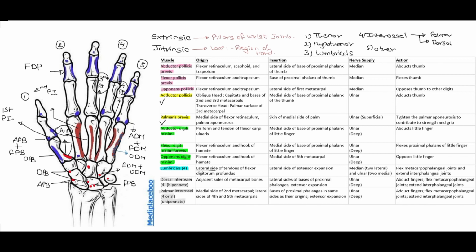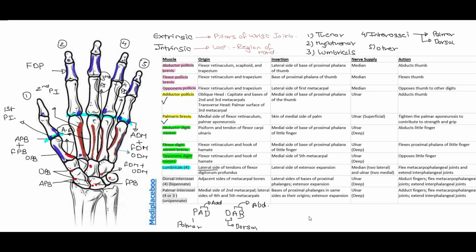An easy way to remember the function of the palmar interossei is by the mnemonic PAD-DAB, where P stands for palmar and AD stands for adduction, and D stands for dorsal and AB stands for abduction. Apart from it, the function of the interossei muscles is to flex the metacarpophalangeal joint, which is present here, and the extension of the interphalangeal joint, which is present between the phalanges.